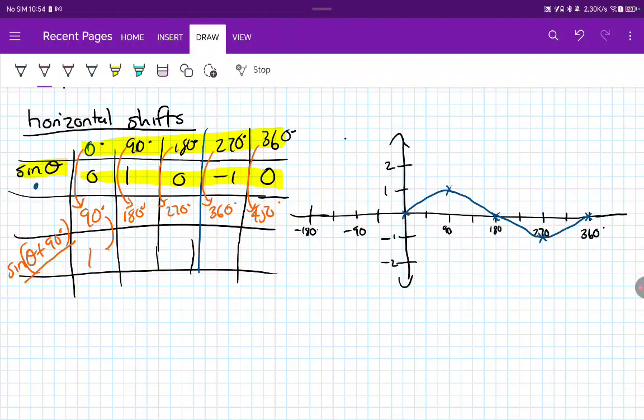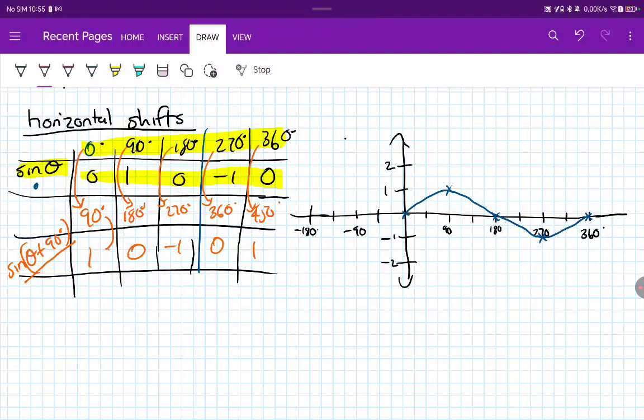90, 1, 180, 0, 270, minus 1, 360, 0, 450. So your pattern is 0, 1, 0, minus 1, 0. So your next one's going to be 1. Okay. Now let's go ahead and input this on our graph.